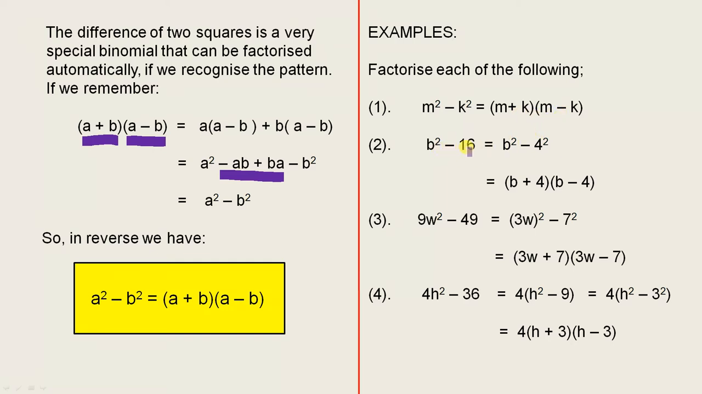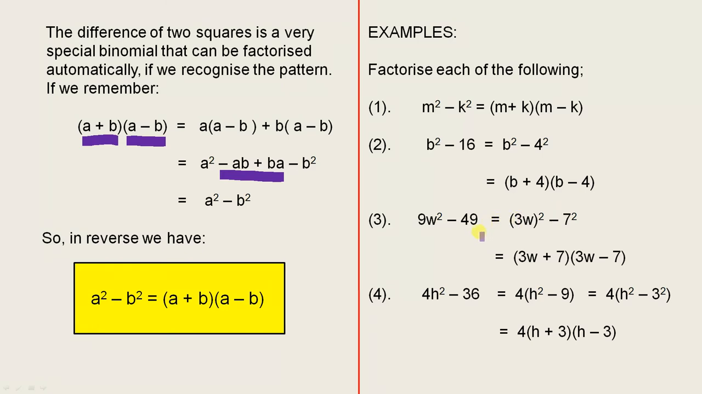b squared minus 16, this is example 2. Now it doesn't look the same, does it? However, if we write this as b squared minus 4 squared, it is now the difference of two squares because 4 squared is 16. To factorise that, it's (b + 4)(b - 4).